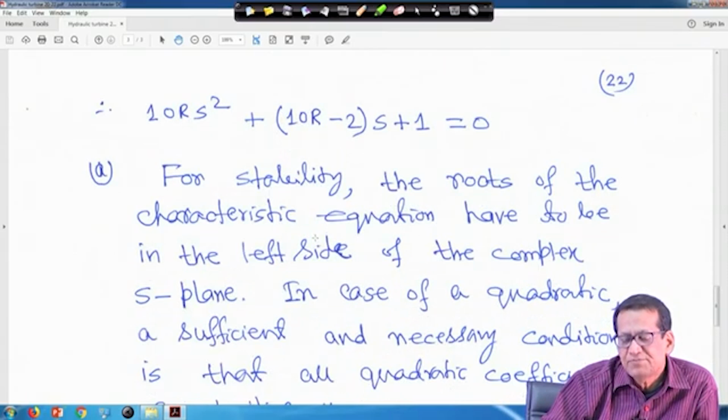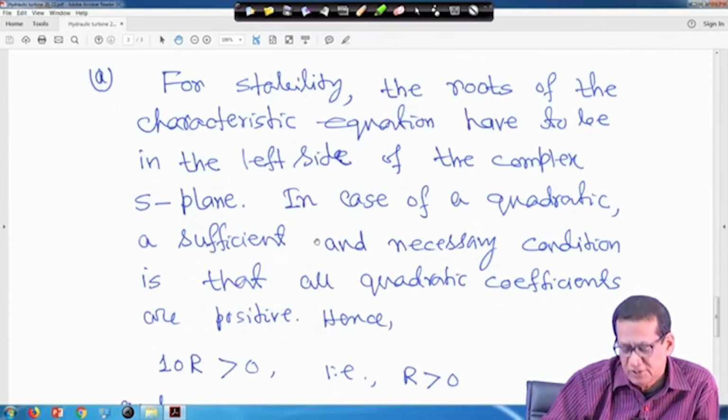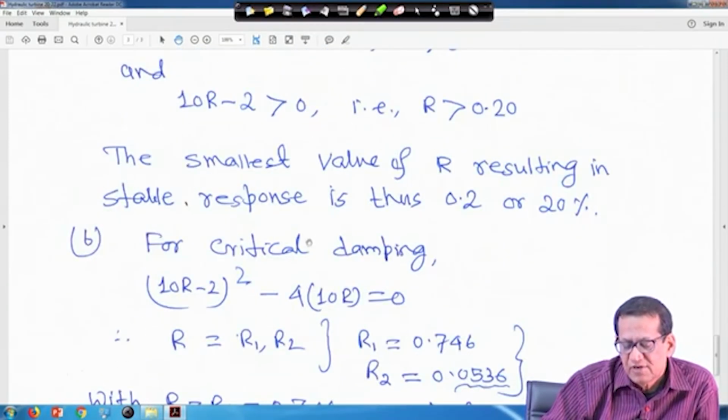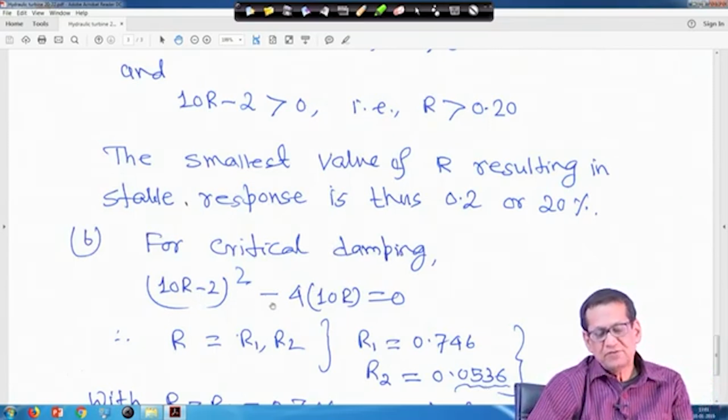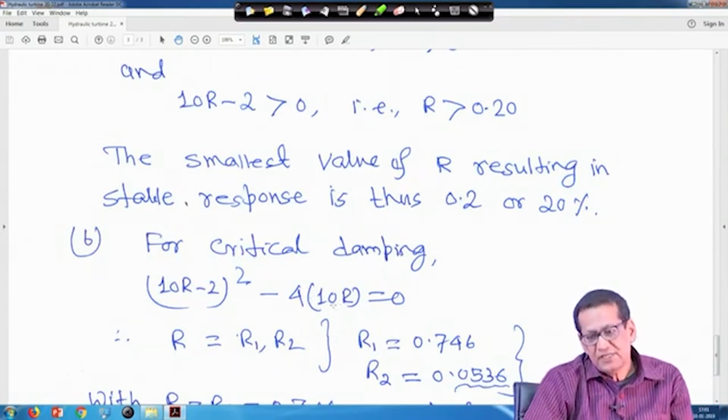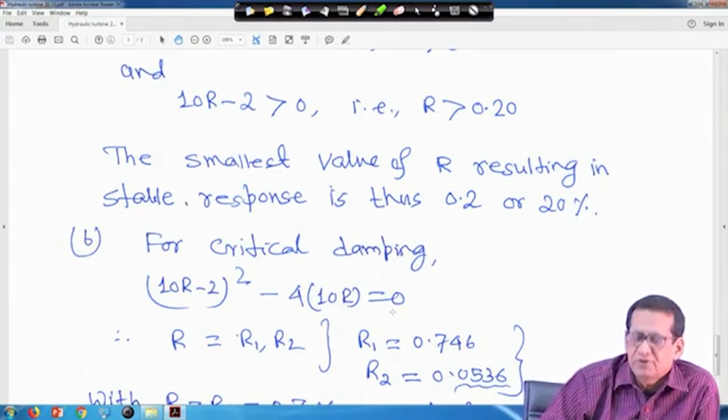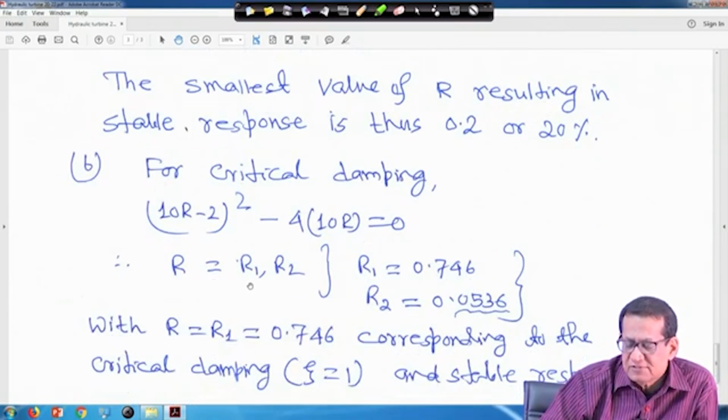Roots will be the same, that means b square minus 4ac will be equal to 0. So, second case for critical damping: b is (10r minus 2) whole square, minus 4 into a, where a is 1 and c is 1. So, minus 4 into 10r is equal to 0, right. If you solve for this one, you will get r1 is equal to 0.746 and r2 is equal to 0.0536.